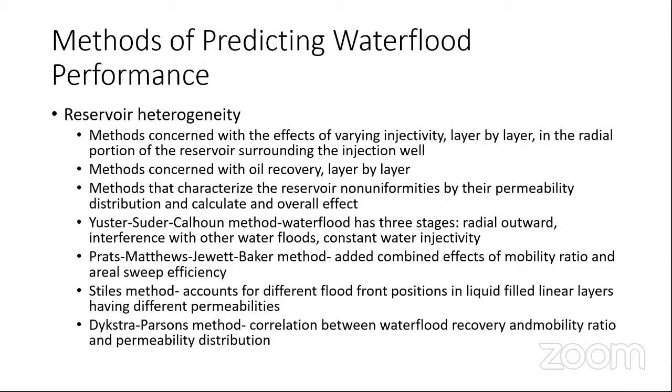Suder-Calhoun method of waterflood has 3 stages: radial outward, interference with other waterfloods, and then constant water injectivity. Pratt's methods, Jewett-Baker method, which adds combined effects of mobility ratio and aerial sweep efficiency. Stiles method accounts for different flood front positions in linear layers having different permeabilities. And then the Dykstra-Parsons method is the correlation between waterflood recovery and mobility ratio and perm distribution.